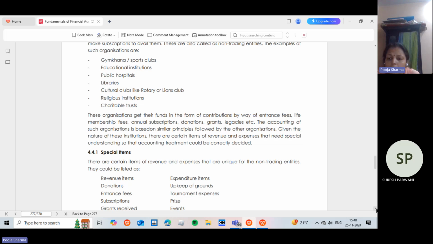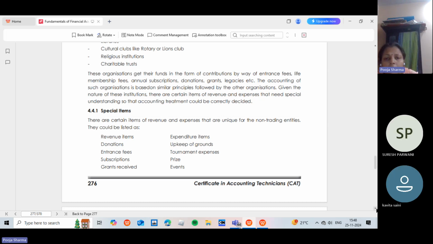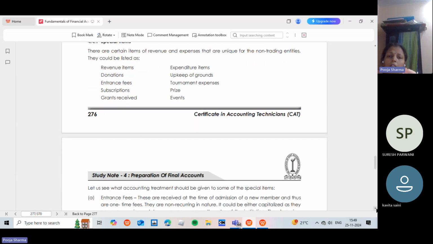I will give you detail about each and every item one by one. Subscription, grants received, expenditure item, upkeep of the grounds, tournament expenses, prizes, events. Even when they organize an event, they incur some expenses on it: prizes, money, everything. All of these will come under the receipt and payment account.